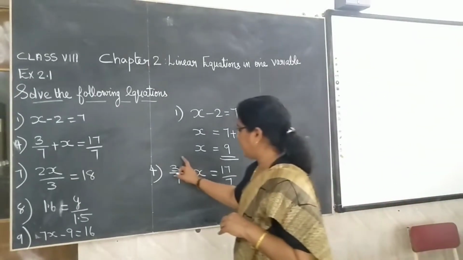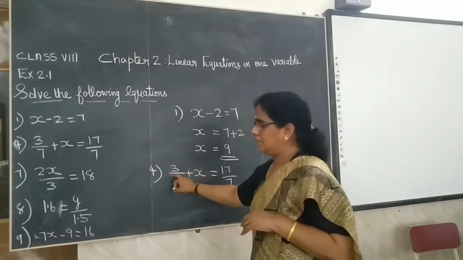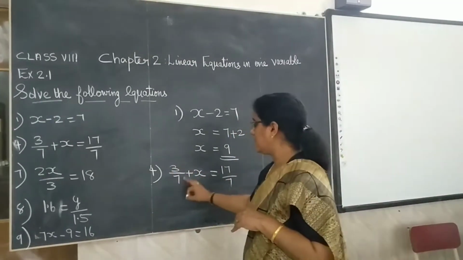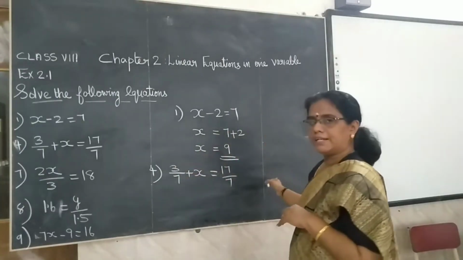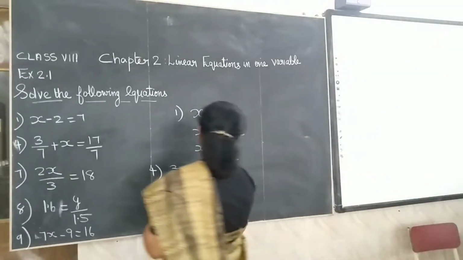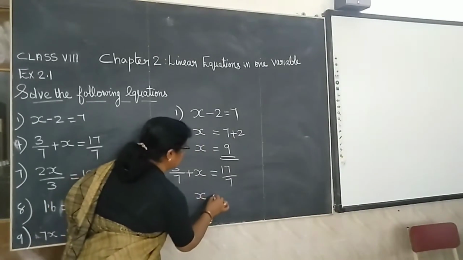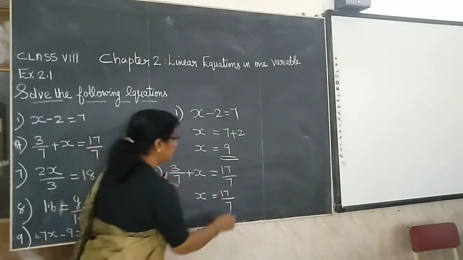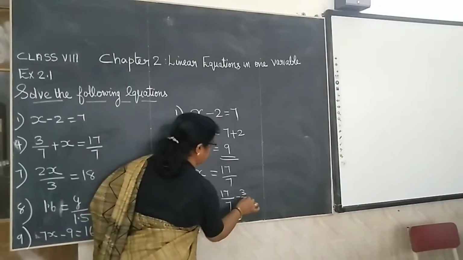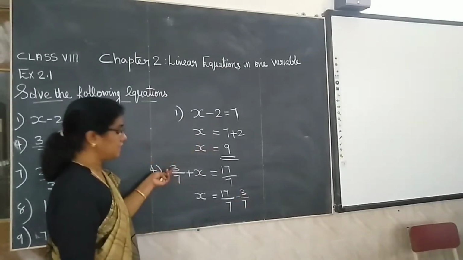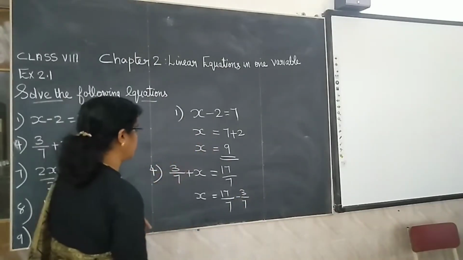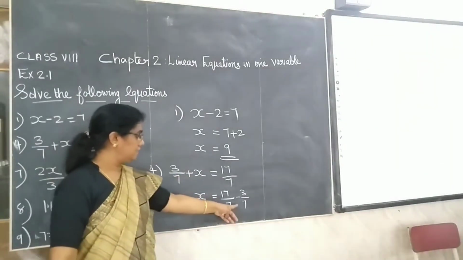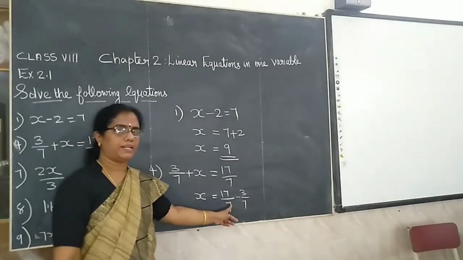So 3 by 7, here it is plus, no sign is there, that means it is plus. Plus 3 by 7 is there, so we will shift it to the right side. So this equation becomes x equal to 17 by 7 minus 3 by 7, because plus 3 by 7 is taken to the right side. Now it becomes negative.